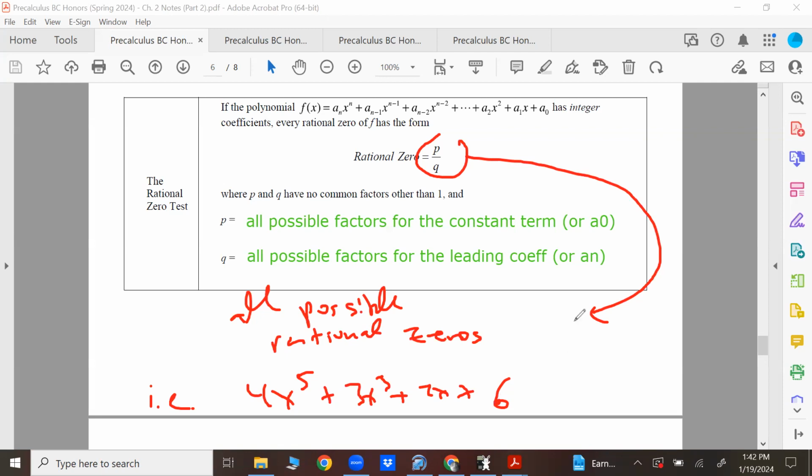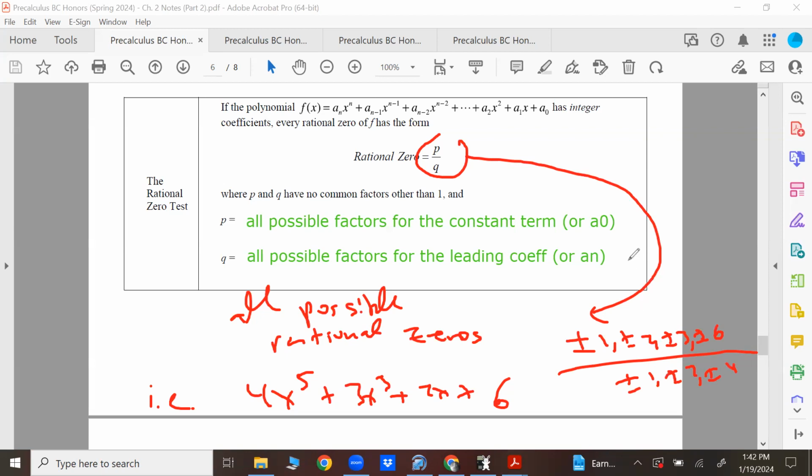Okay. So what would be all the possible rational zeros for this? It would be plus or minus 1, plus or minus 2, plus or minus 3, and plus or minus 6, all over plus or minus 1, plus or minus 2, plus or minus 4. You don't have to write this down because we're going to do this later on.